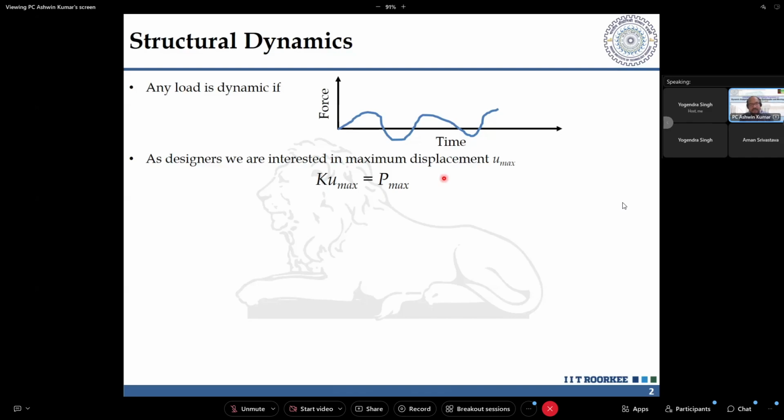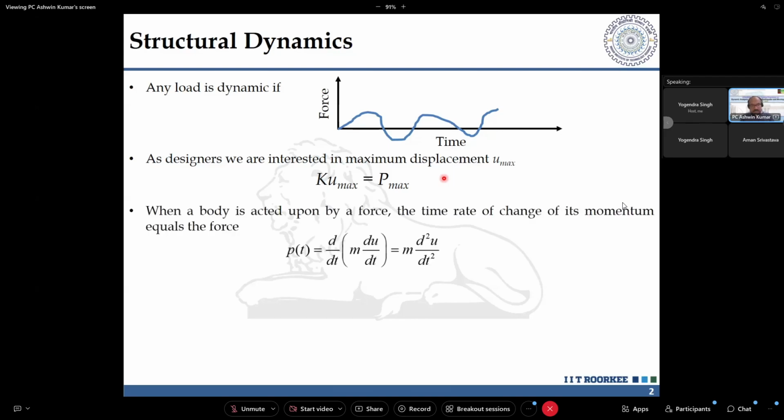But in case of dynamic forces, what is more important is to understand, first of all, the variation of the displacement when the dynamic force is acting on the structure. As we said, there is a single degree of freedom system, and there is a multi-degree of freedom system. A structure is an amalgamation of masses and stiffness at various locations. So we need to understand the dynamic properties of the structure, right?